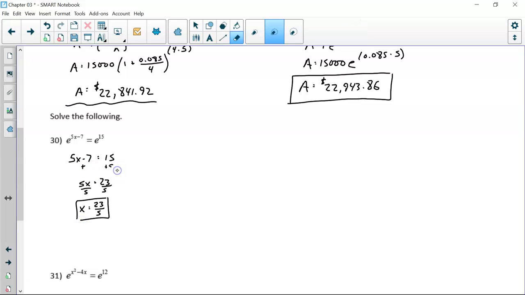Wait, why did I add 8? Excuse me. That's a 7. Adding 7 to both sides, so it's 22 fifths. And that's your answer, 22 fifths. And you could go in and check, and you'll see that that works.